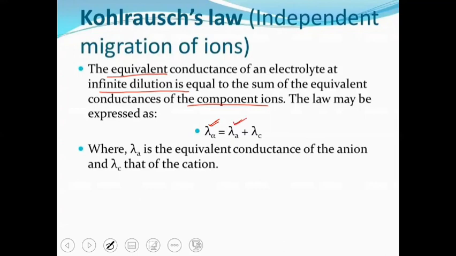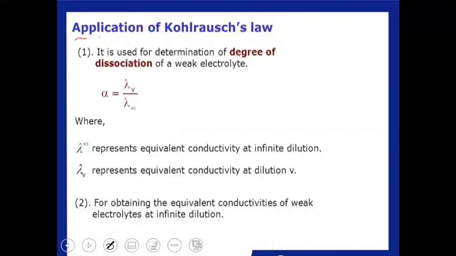lambda infinity is equal to lambda A, that is the equivalent conductance of the anion, plus lambda C, that means the equivalent conductance of the cation. So this formula is known as Kohlrausch law. Next, there are some applications of Kohlrausch law.